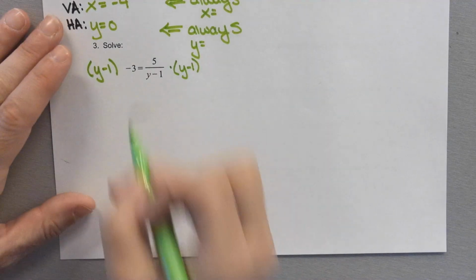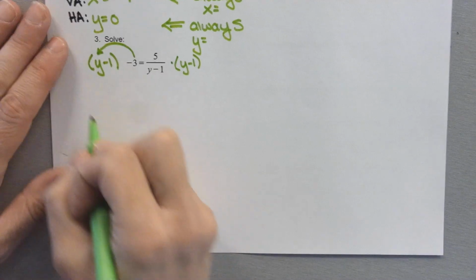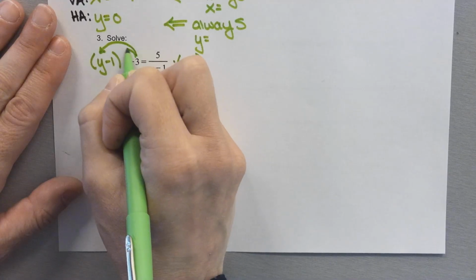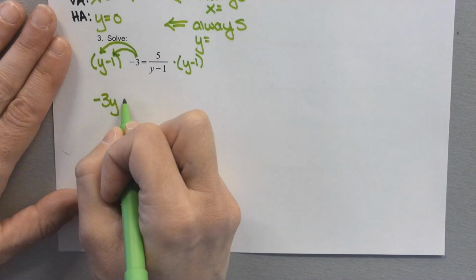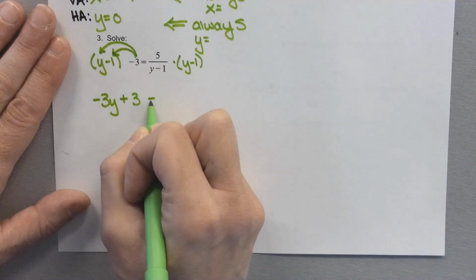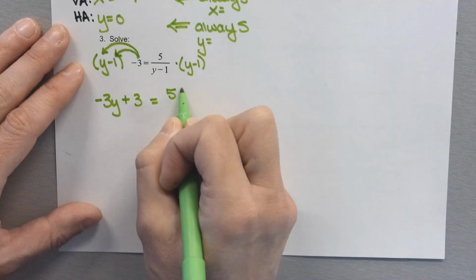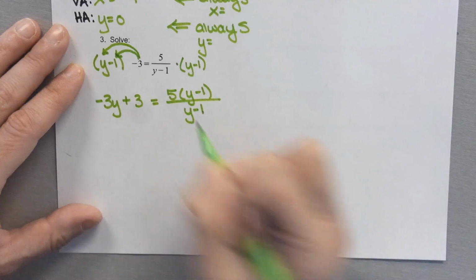Okay, so let's multiply. This -3 is going to get distributed. What's -3 times y? -3y, right? Be careful there. -3 times -1. And if you don't know, use the calculator. -3 times -1. 3, positive 3, right? A negative times a negative is a positive, and then we know 1 times 3 is 3. Okay, on the other side, we have 5, and then the y minus 1 joins it, and it's all over y minus 1.